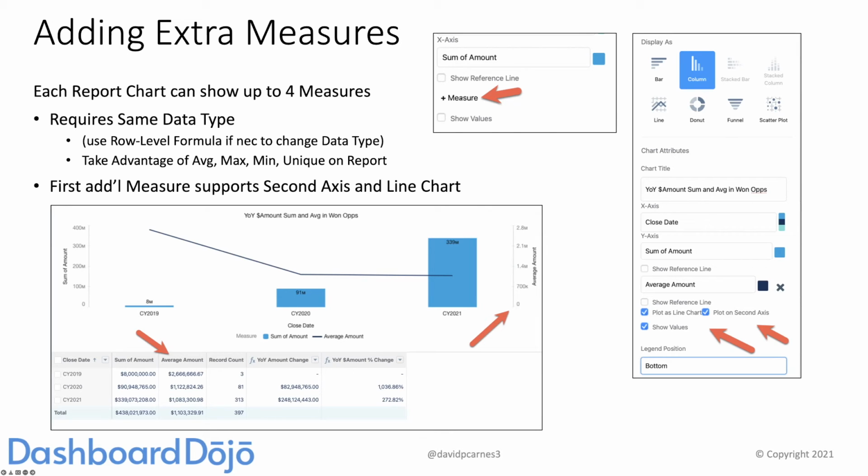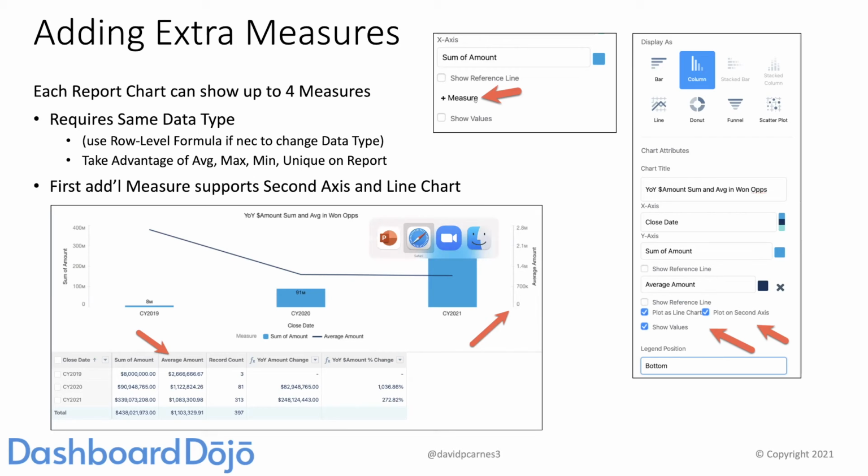Once I choose the average amount, you can see in the screenshot on the right, I can choose to plot it as a line chart, and I could plot it on a second axis. And so it's very clearly some other data element. Now, if I wanted to add a third and fourth measure, I can't do it when I have that line chart. But if I just added a measure without the line chart, I could add a third and fourth as well.